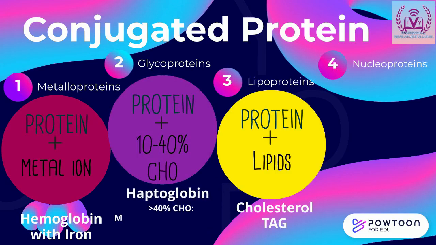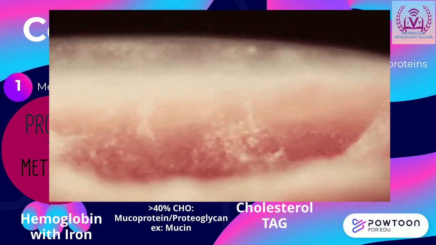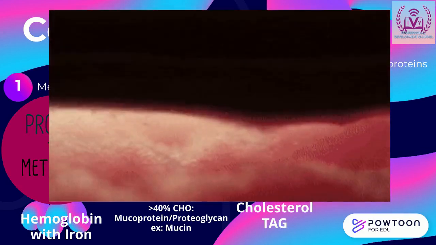When the percentage of the carbohydrate linked to the protein is higher, the proteins are called mucoproteins or proteoglycans. An example is mucin, a lubricant that protects body surfaces from friction or erosion.